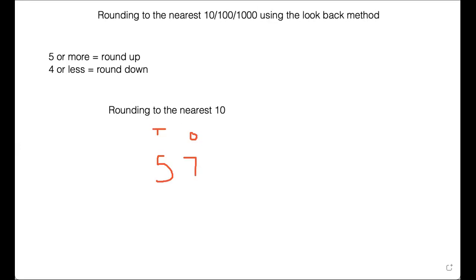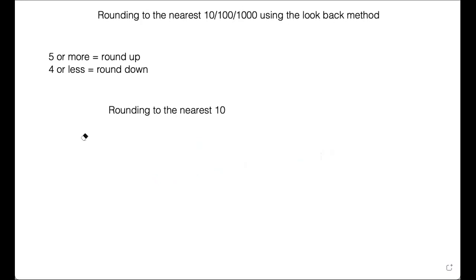This is 7, 5 or more. So the whole number will round up to 60. That's all the look back method is. Just look at the number before and round up. Another example, this time with a 3-digit number rounding to the nearest 10.